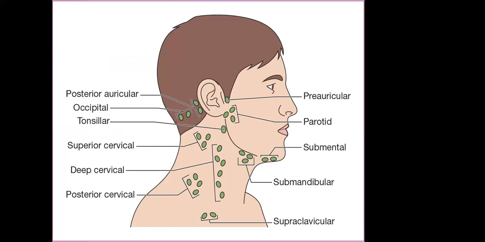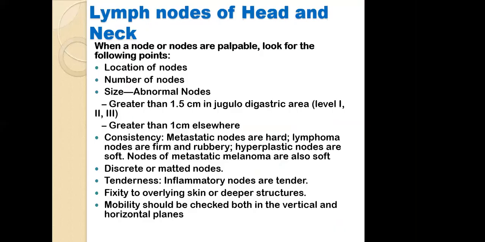You can see posterior auricular, occipital, tonsillar, periauricular, parotid, submental, submandibular, supraclavicular, deep cervical, posterior cervical, and so on. You want to assess this. You have gotten your history. You want to see, are the lymph nodes enlarged? Yes or no. Are they tender? Yes or no. Are they fixed? Yes or no. You want to look at their location.